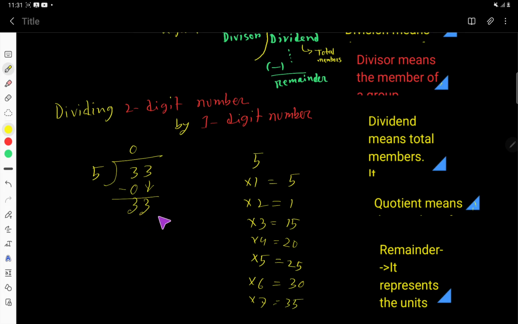So here we have 33. So we have to consider this, right? So 5 goes into 33 how many times? 6 times. So 6 times 5 gives us 30. Now subtract. So you are getting here 33 minus 30, which is 3. So your remainder is 3. You can write this answer, right? Okay.